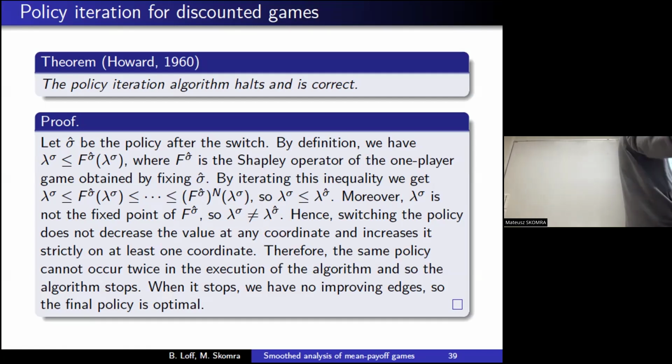But now the same thing as always applies. Iterate. Apply f with this new sigma hat. You get this. So what is in the limit? In the limit, you know that your new value is at least the old value on every coordinate. That's by application. Moreover, this is not a fixed point because we have this strict inequality. You don't get worse on any coordinate, and on at least one you improve strictly.